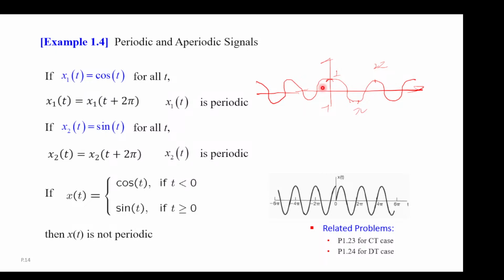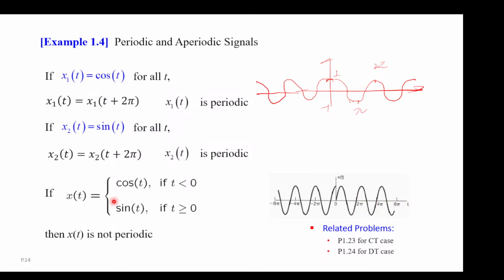Then we have an interesting example here now. What if we try to combine the cosine function and the sine function? Then is this periodic? So we have this function that's cosine if t is less than 0, and sine if t is greater than or equal to 0. I guess the answer is here. This is not periodic. But does anyone want to answer why this is not periodic? If you shift left and right, which part makes it not periodic?